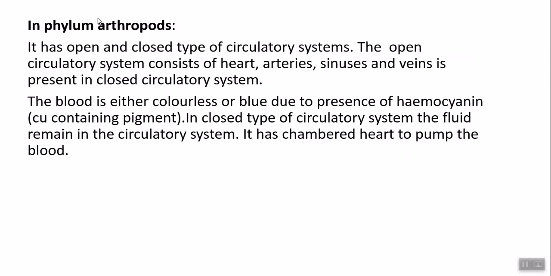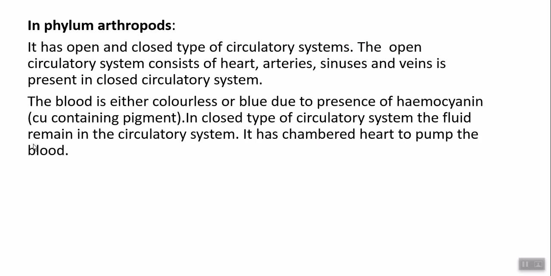Coming to arthropods, the phylum Arthropoda has open and closed types of circulatory system. The open circulatory system consists of arteries, sinuses, and veins. Sinuses and veins are present only in the closed circulatory system. So these arthropods have both. The blood is either colorless or blue due to the presence of hemocyanins. A very interesting thing here is that the blood is not red, but seems to be blue. It has a chambered heart to pump the blood.